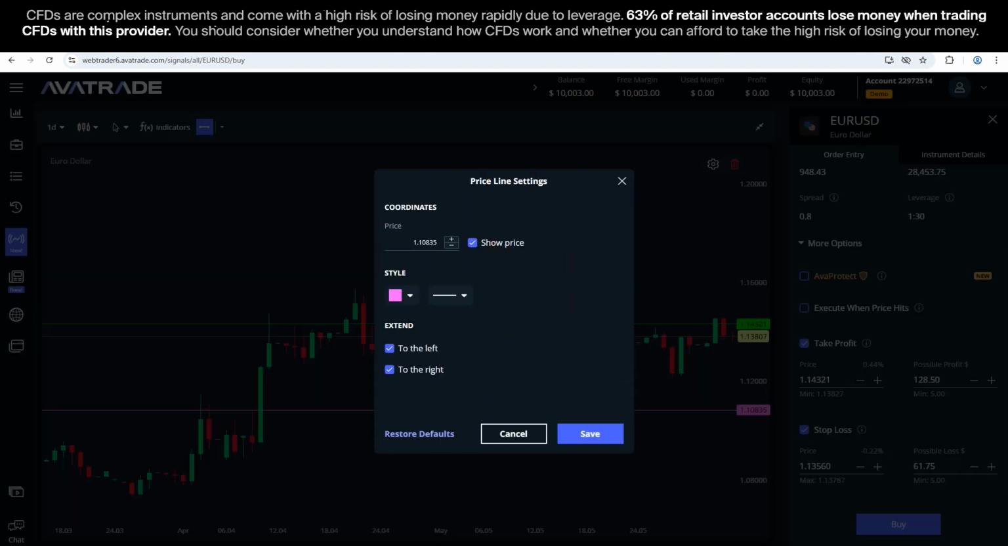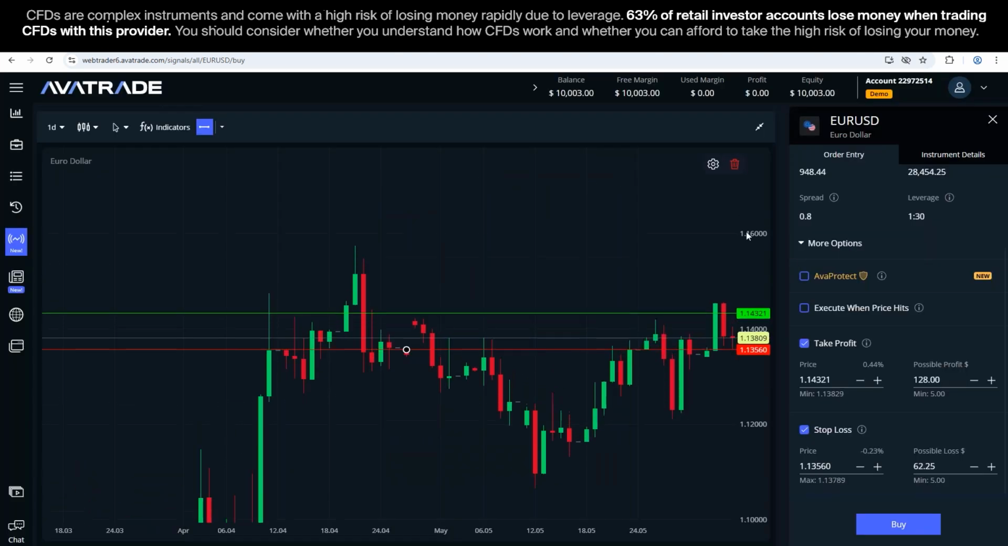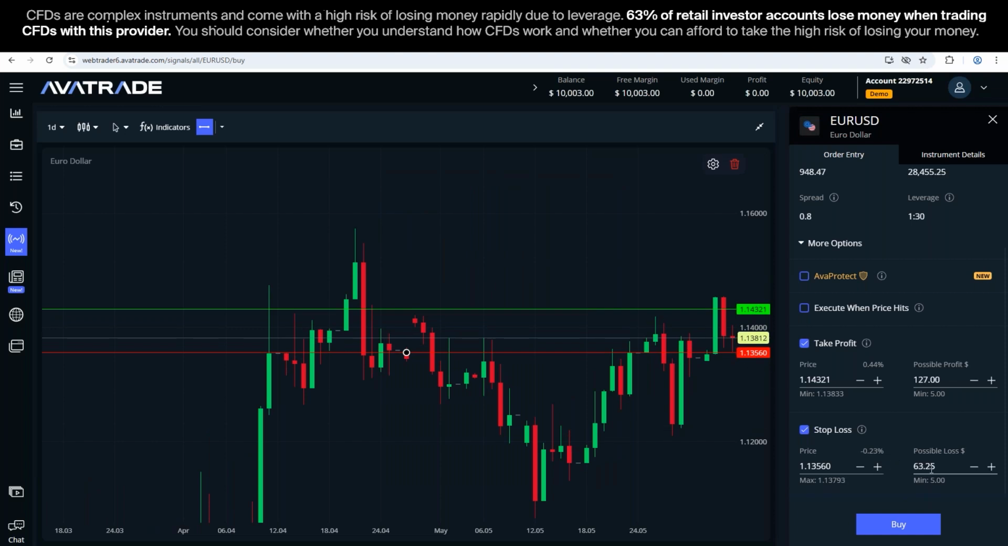The green line is representing the value for the take profit, and the red line represents the value for the stop loss. Okay, so if it gets to the green line, we're going to make 127. If it gets to the red line, we're going to lose 63.